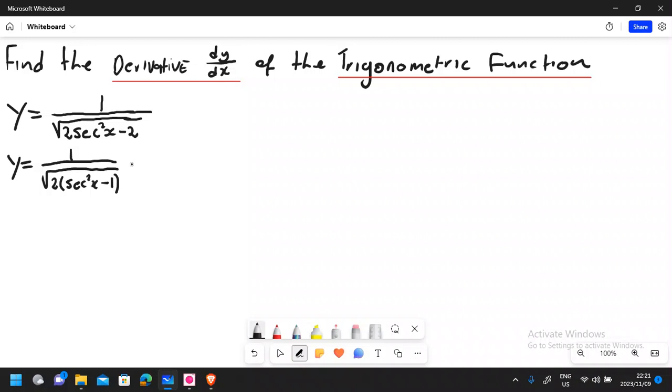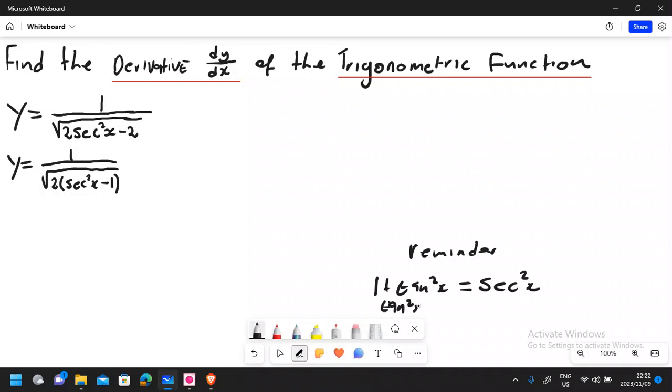Now we have what we call a double identity. In fact, we have square identities. So this here, guys, is a square identity. Let me just write it here. Reminder, guys: the square identity goes like 1 plus tan squared x is equal to sec squared x.